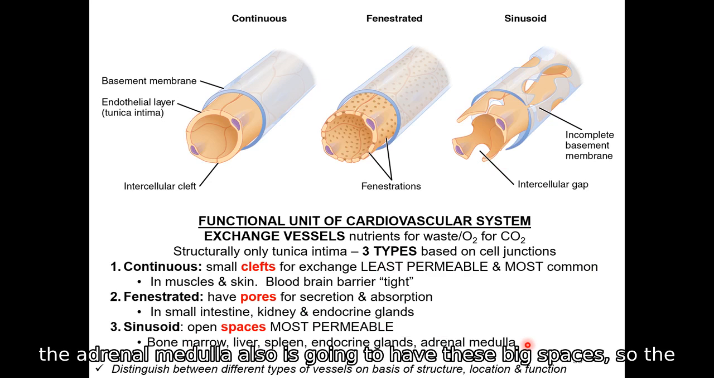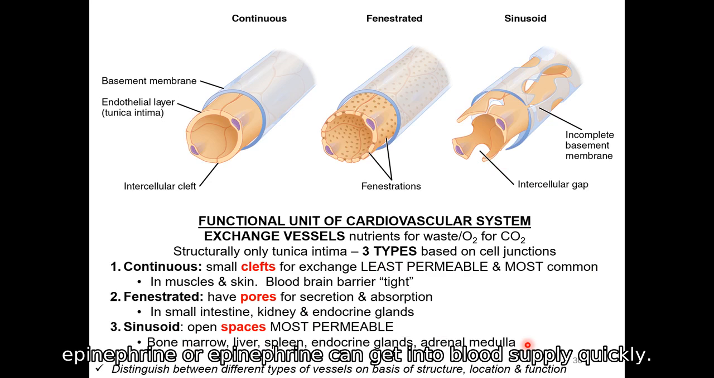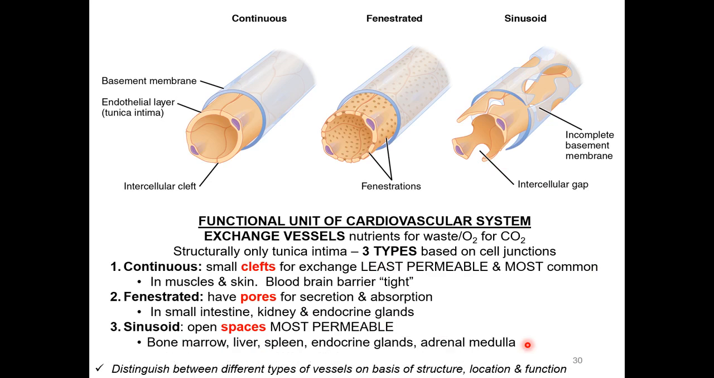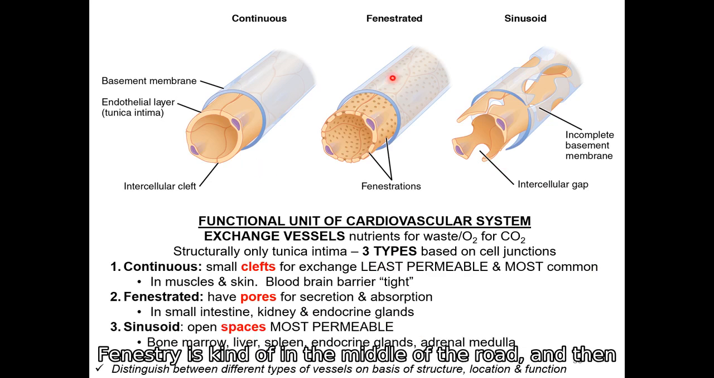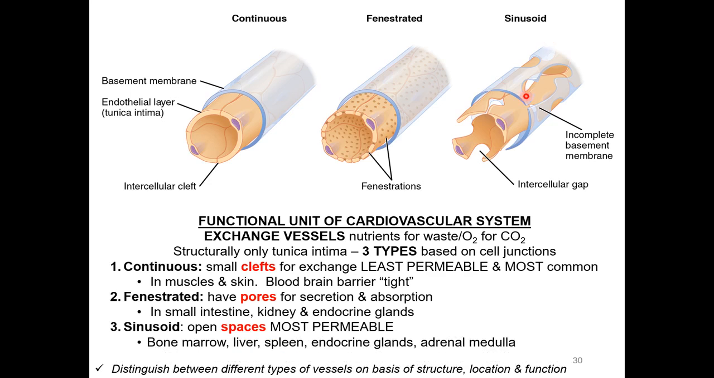And the adrenal medulla also is going to have these big spaces, so the epinephrine, norepinephrine can get into the blood supply quickly. Okay, so they're the most permeable. So continuous, most common, least permeable. Fenestrated is kind of in the middle of the road, and then sinusoids are most permeable.